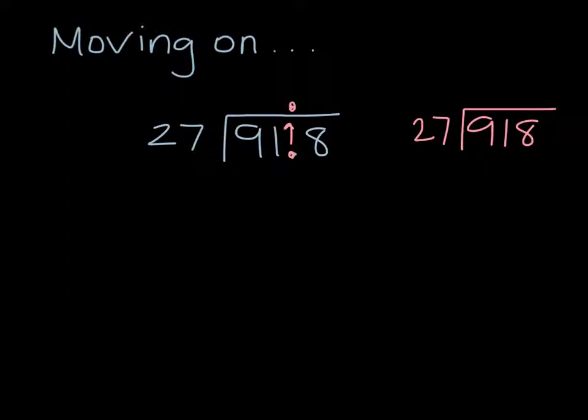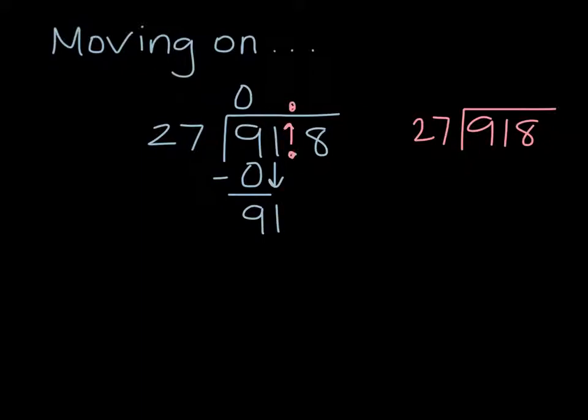And then I'm going to ask myself, can I divide 9 by 27? In other words, if I have 9 cookies, can I share them with 27 people? No, that's not going to happen. I would have to break them into little tiny pieces. So actually I'm going to put a 0 there, because I cannot do that. And 0 times 27 is 0. Okay, I'm going to subtract that. That's 9. Now I'm going to bring down my 1.